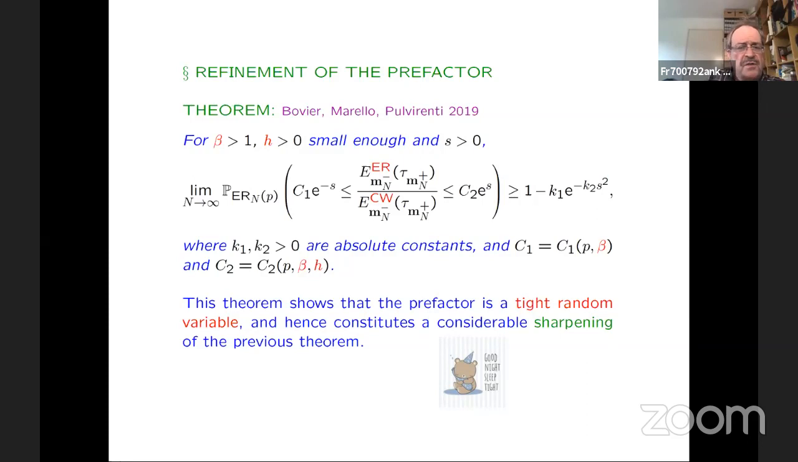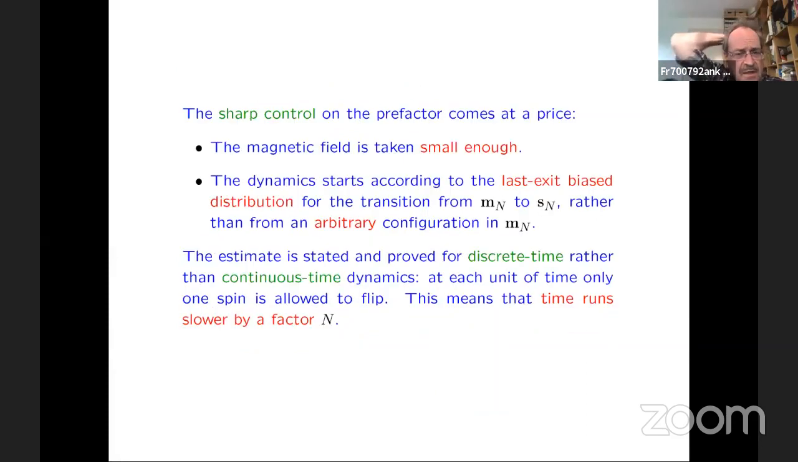Also, this stronger result comes with a little price. The magnetic field has to be taken small enough. And you must let your dynamics start in a particular initial distribution, which has a deep reason in potential theory. It's called the last exit biased distribution.